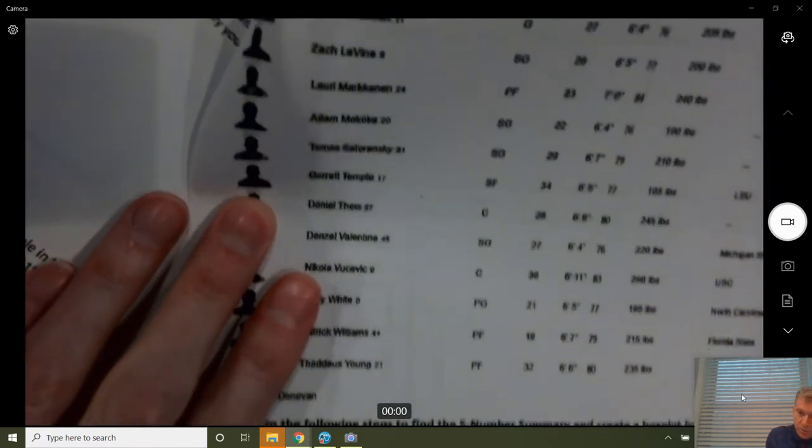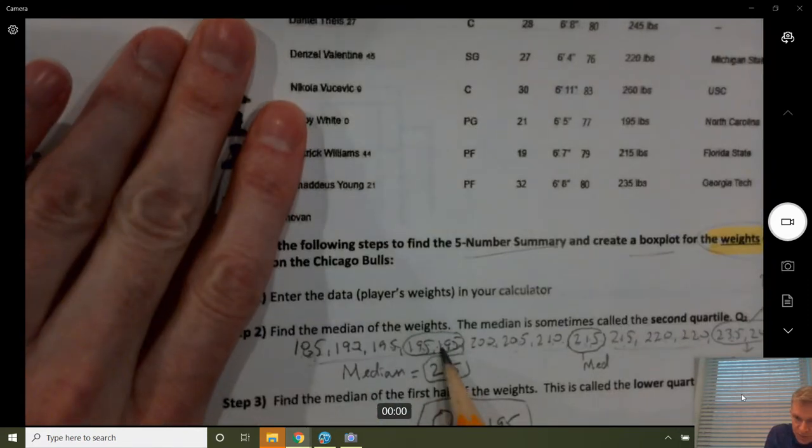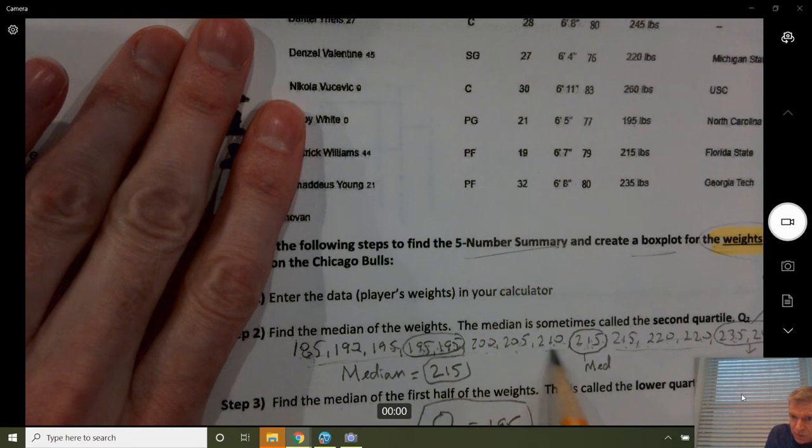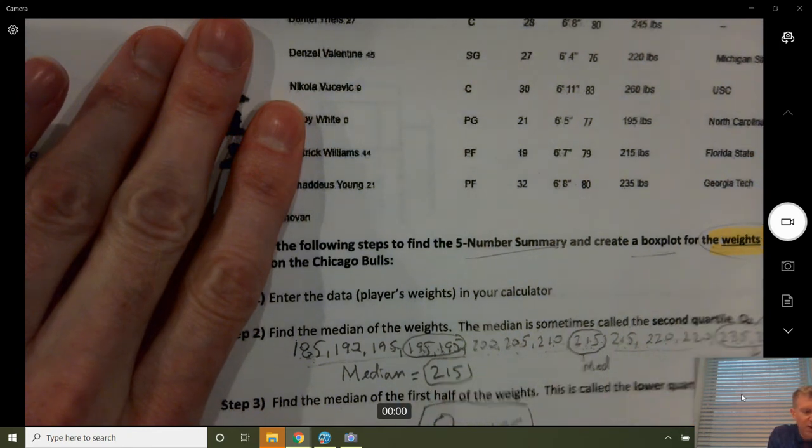A lot of people weighed, let's look here: 195, 195, 195, 200, 205, 210, 215, 215, 220. A lot of them bunched together, not very far apart in weights, okay? Not a ton of variation.